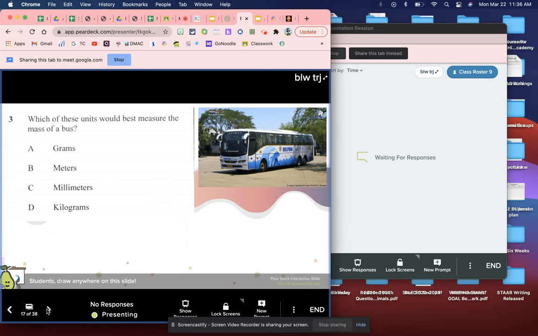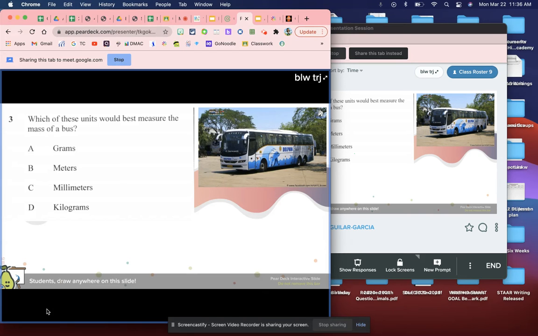The next one. Which of these units would best measure the mass of a bus? Mass, Mexico, mass, Mexico. So mass, Mexico, kilograms, grams, milligrams. What's the answer?